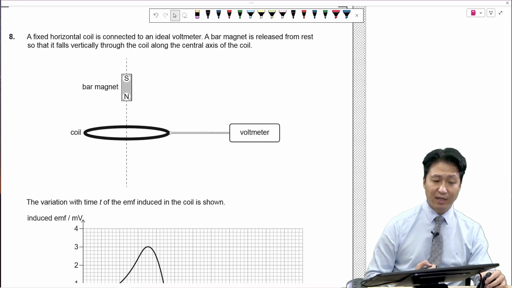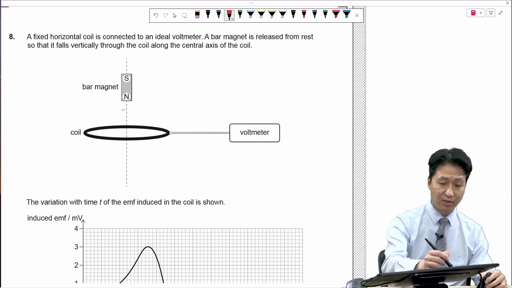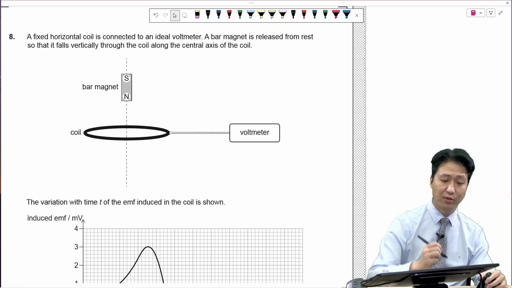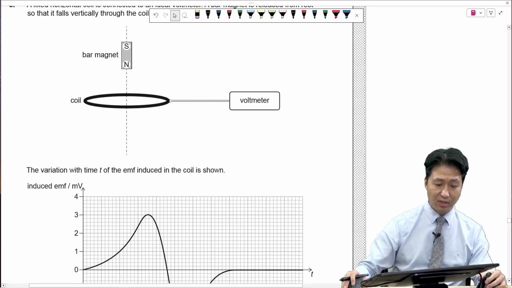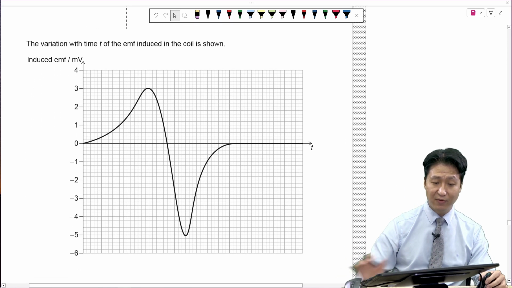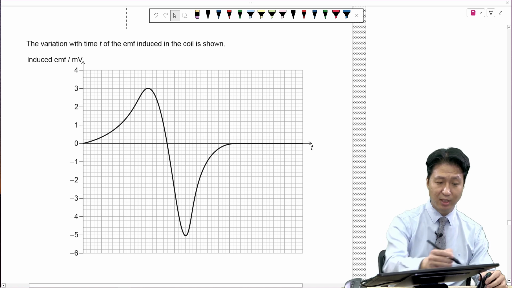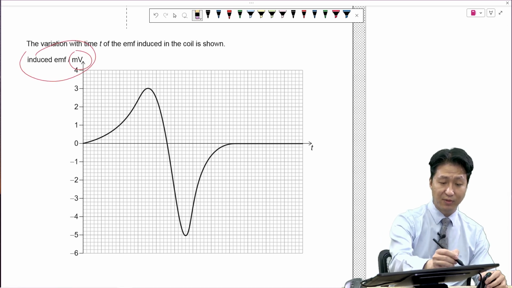Question number 8. A fixed horizontal coil is connected to an ideal voltmeter. A bar magnet is released from rest so that it falls vertically through the coil along the central axis of the coil. So there's a bar magnet and it falls to the coil. The variation with time t of the EMF induced in the coil is shown. So we have the induced EMF in millivolts.